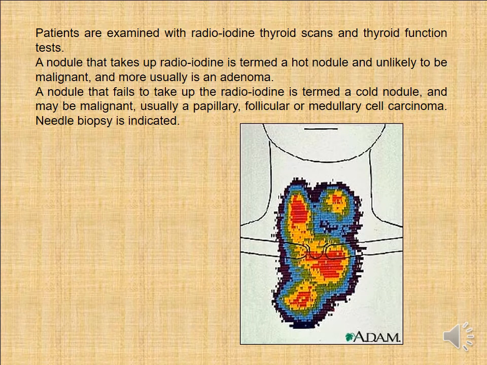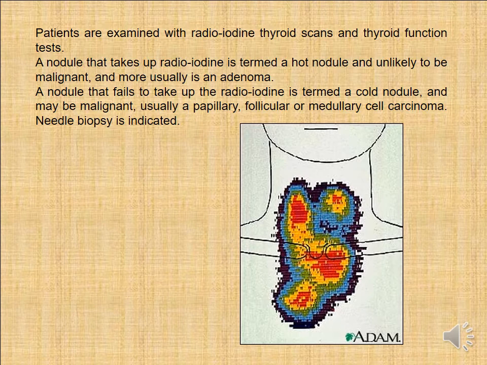Patients are examined with radioiodine thyroid scan and thyroid function test. A nodule that takes up radioiodine is termed a hot nodule, unlikely to be malignant, and more usually an adenoma. A nodule that fails to take up radioiodine is termed a cold nodule, and may be malignant, usually a papillary, follicular, or medullary cell carcinoma. Needle biopsy is indicated for the thyroid gland.